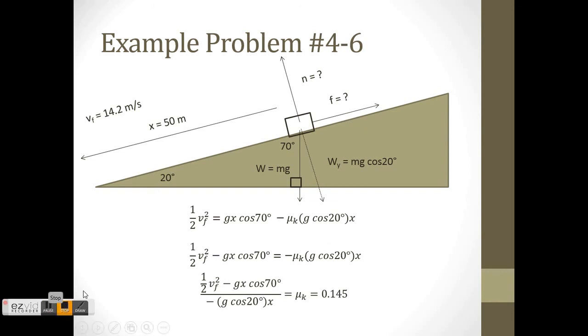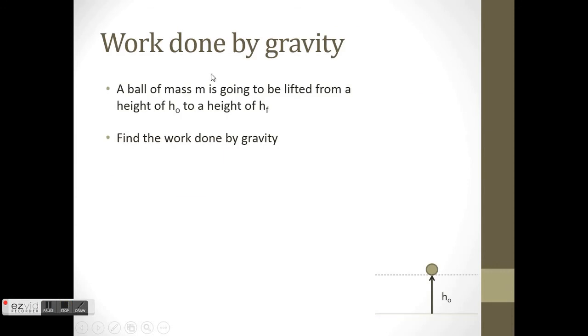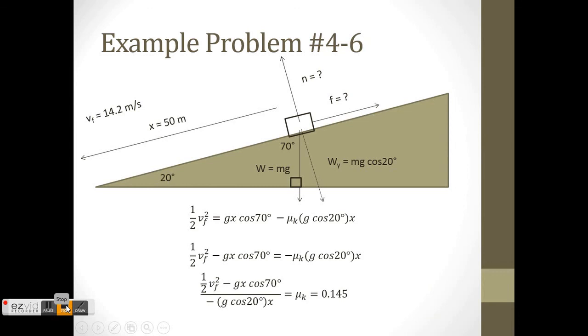So in the next lesson we'll look specifically at work done by gravity, because there are some interesting things that happen with a force like gravity that we can use to make a problem like, well, this problem actually, a little bit easier when we work it out using what we call gravitational potential energy.